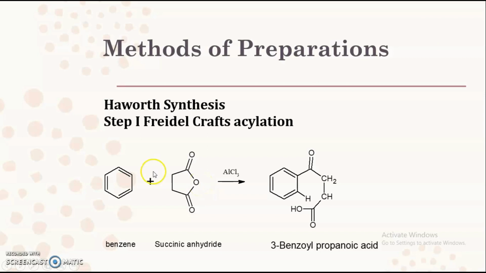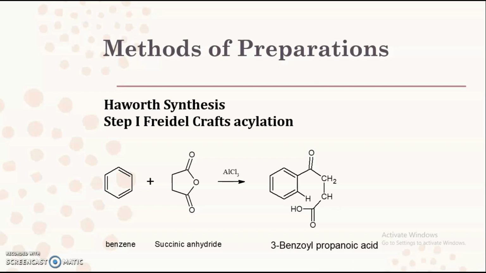Now, what happens when benzene reacts with succinic anhydride? It will attack on this carbon atom, which leads to the formation of 3-benzoyl propionic acid. Here you can see 1, 2, 3. These 3 carbon atoms are present, 1, 2, 3, and this is your benzoyl group. Benzoyl is nothing but C6H5CO. This group is known as benzoyl, and this particular structure is known as propionic acid. That's why this structure is known as 3-benzoyl propionic acid.